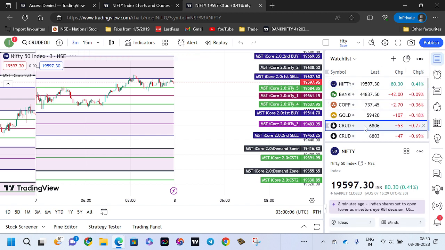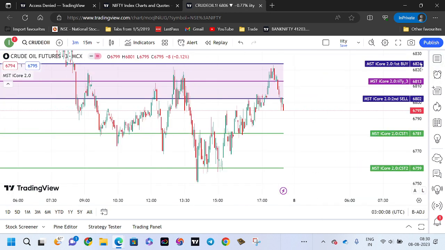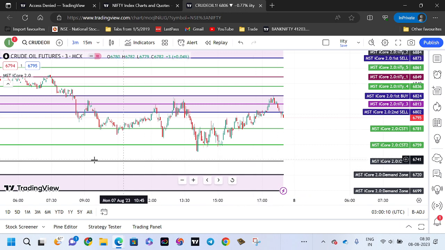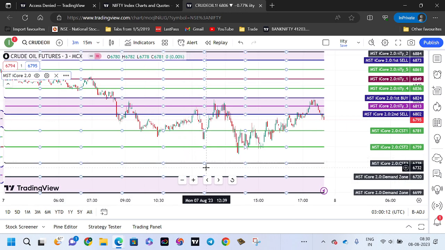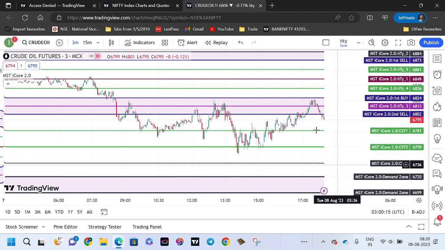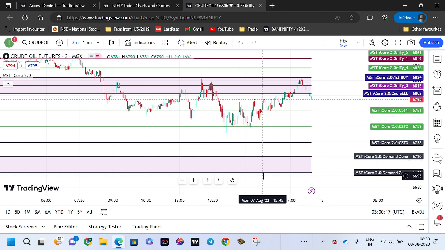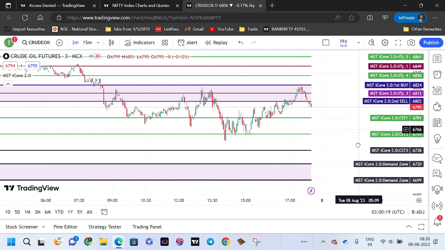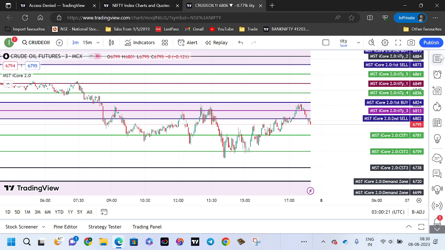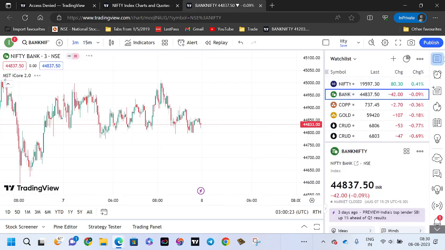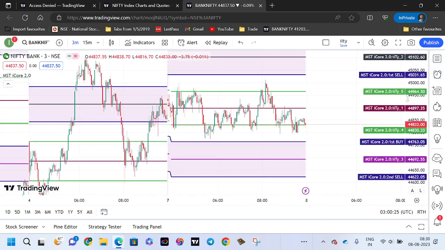Which chart is having more movement? Crude oil. So I will select the crude oil. If tomorrow the market comes down here, it will come up to 6720, because there is a strong resistance support. Take the Bank Nifty. For Bank Nifty users, we have a very good idea.